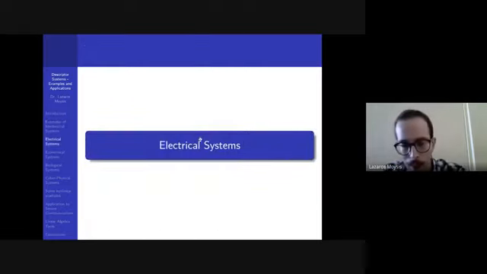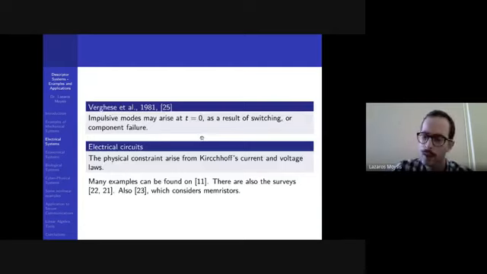So let's move on to electrical circuits. Again, this is a subject that I'm not really very familiar with, but it's very easy to understand that this is a great example of where impulses may arise and where we also may have constraints. For example, think of that.